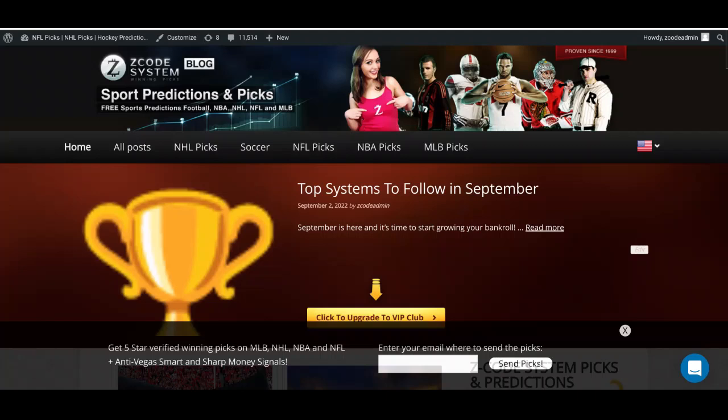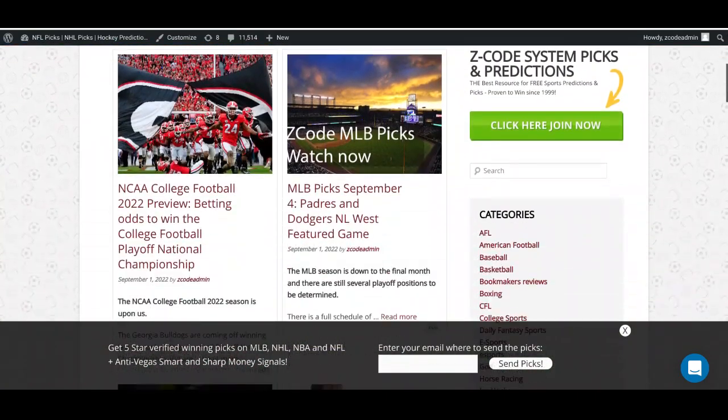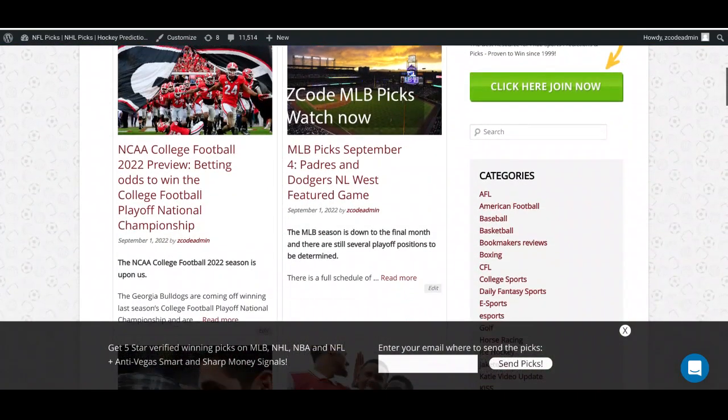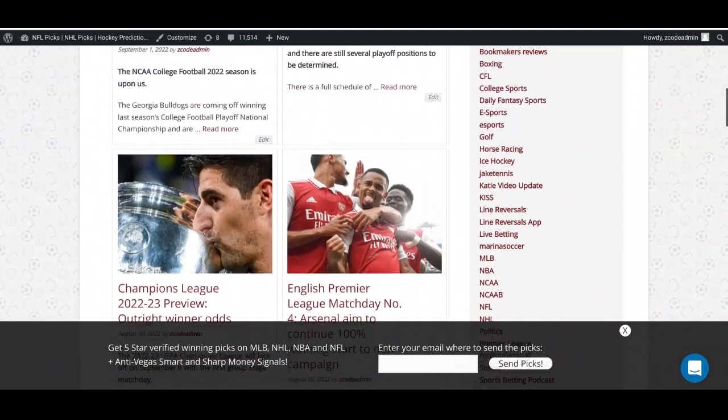So we've got the Champions League going on this week, kicking off, and as you can see here on the ZCodeSystem blog, and as you scroll down, you can find the preview that I wrote last week for the Champions League. There it is right there. The 2022-2023 preview outright winner odds for the Champions League. And you can go there and read up all about it.